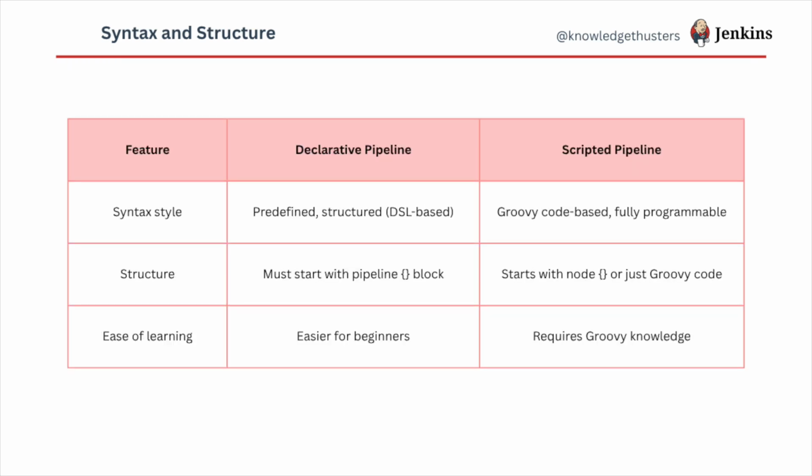Syntax wise, declarative is a predefined structure, whereas scripted uses Groovy based code and is more fully programmable. Structure wise, declarative starts with pipeline and scripted starts with node. Declarative is easy to learn for a newcomer, and scripted requires basic Groovy knowledge.